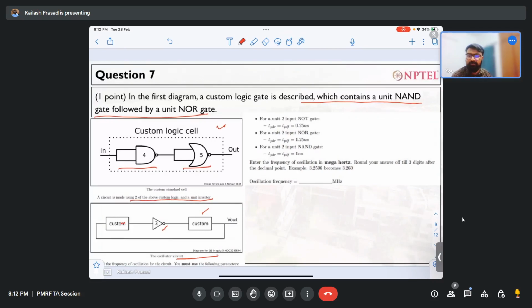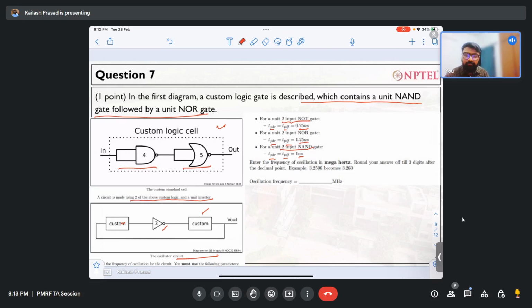The question that has been asked is, find the frequency of oscillation of the circuit, and you must use the following parameters. For a two input NOT gate, the rising delay and falling delay is 0.25. For a two input NOR gate, rising delay and falling delay is 1.25, and for a two input NAND gate, the rising delay and falling delay is 1 nanosecond. So this is the question.